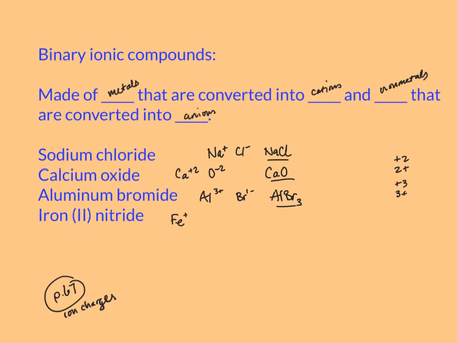And iron Roman numeral 2 nitride. Iron Roman numeral 2 is a plus 2 ion. Nitride is a minus 3 ion. And so this formula would have to be Fe3N2. All of these are written so that they have a net charge of 0.